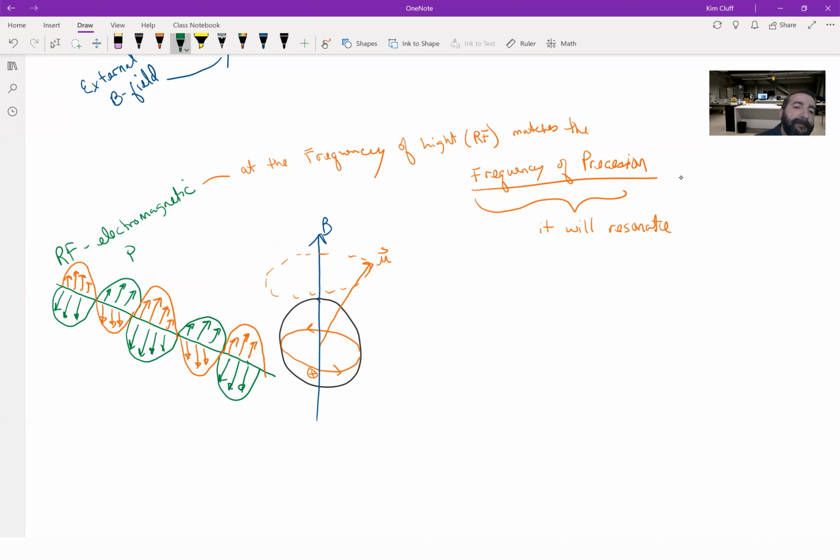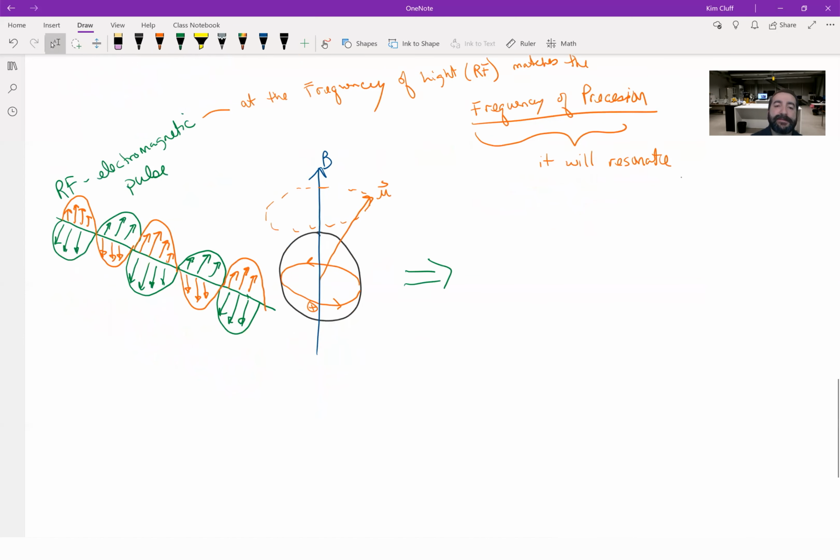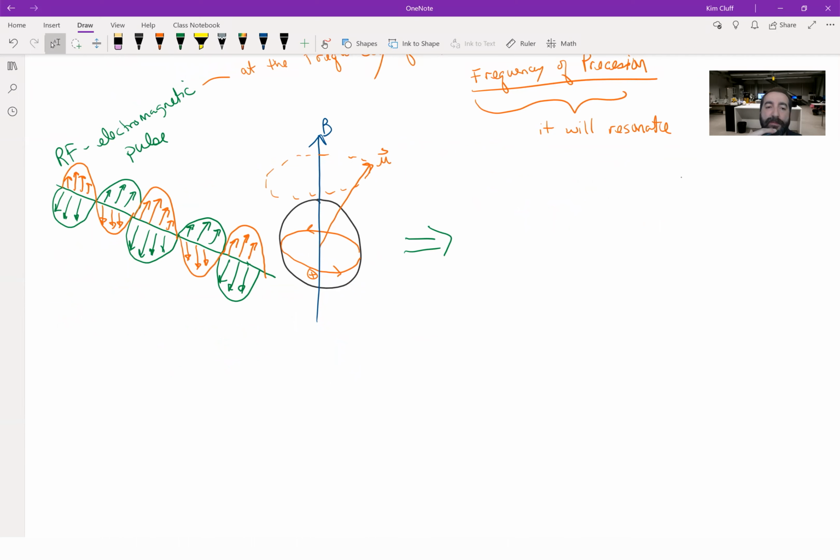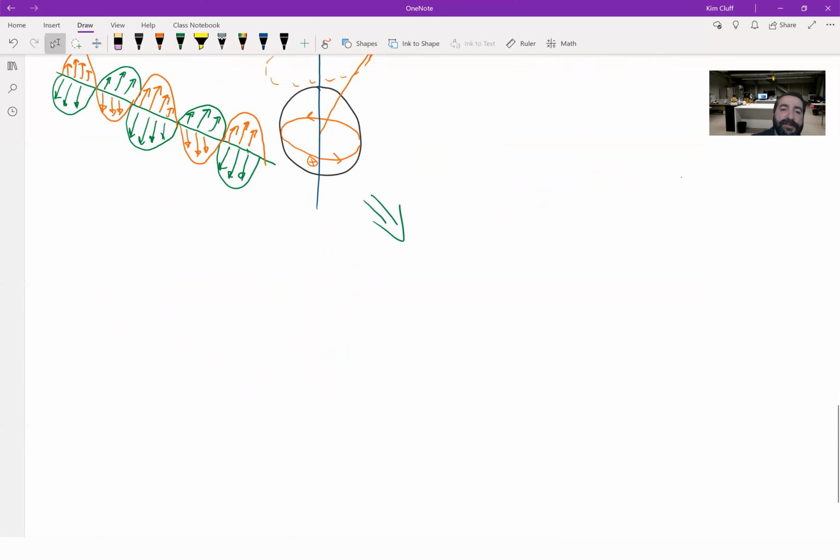And so when this happens, when the frequency of the RF electromagnetic pulse, okay, so this is a pulse, is injected into this system where you have a hydrogen atom in the presence of an external B field that's precessing about that external B field, if the frequency of precession matches the frequency of the RF electromagnetic pulse, they will resonate, and what will happen is the hydrogen atom will absorb the energy of the RF pulse.